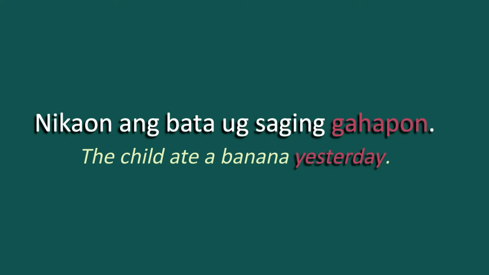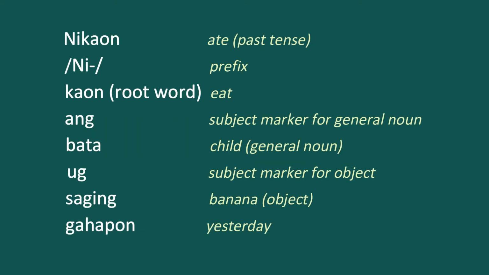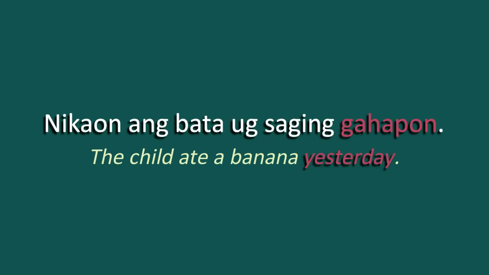So now let's dissect that sentence to break it down for you. Nikaon means ate, which is in a past tense. The prefix used is ni, and the root word is kaon, which means eat in English. Ang is a subject marker for the general noun, and bata is the word for child. Og is our object marker. Saging is the word for banana, the object. Gahapon means yesterday. Nikaon ang bata og saging gahapon. The child ate a banana yesterday.